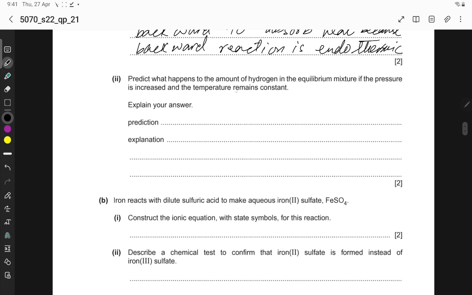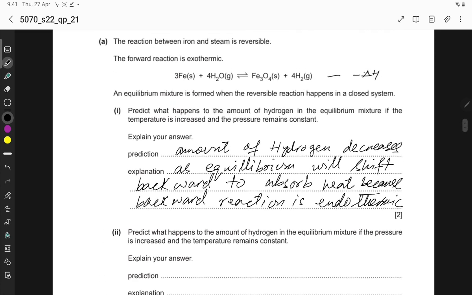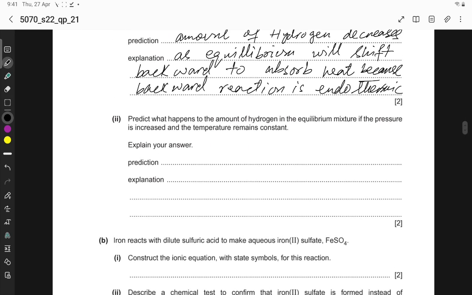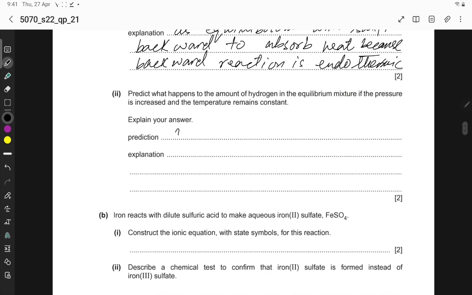Predict what happens to the amount of hydrogen in the equilibrium if the pressure is increased and the temperature remains constant. Solid is ignored in case of pressure, and this solid is also ignored. So there is 4 moles of steam on the reactant side and 4 moles of hydrogen on the product side. So amount of hydrogen stays same.